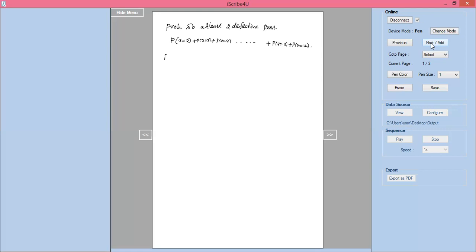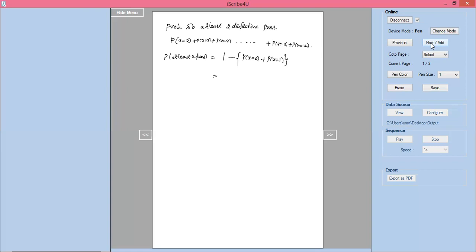Probability of at least two defective pens equals 1 minus the probability of X equal to 0 plus the probability of X equal to 1.